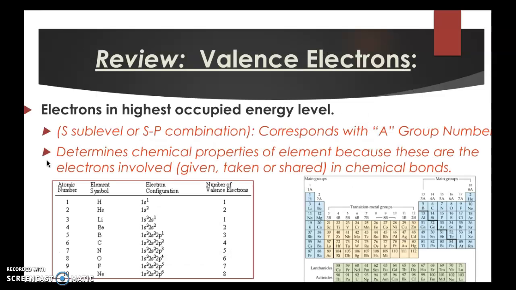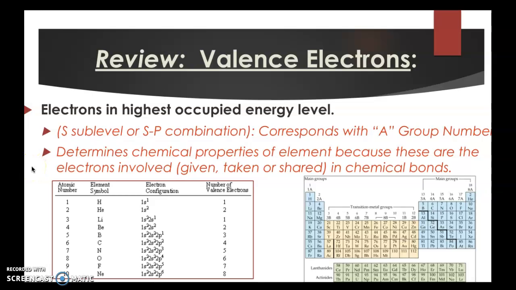Okay, and then this, you don't have to write this part down either, but valence electrons are the electrons in the highest occupied energy level. They're the electrons that are in the highest energy s sublevel, or the s and p combination. So you can also get the number of valence electrons from the electron configuration. It corresponds with the A group number.